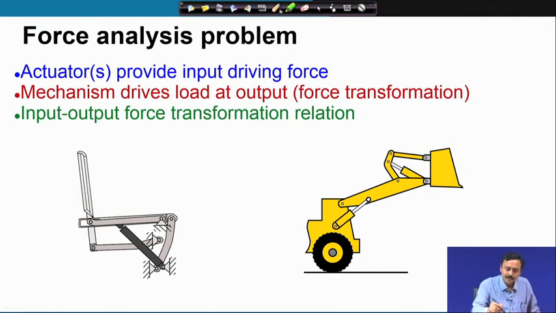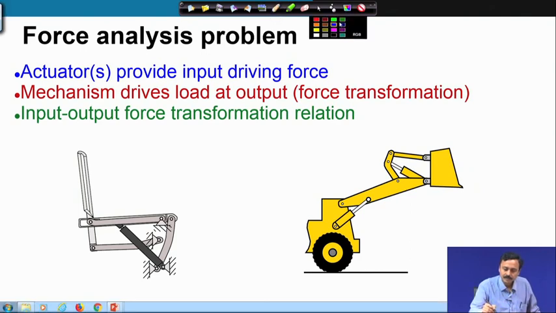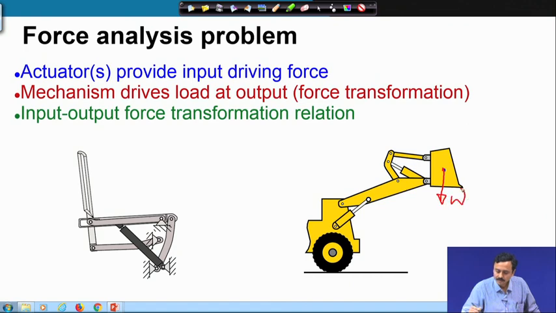This is another example. If I am carrying a certain load, what should be the forces at the actuators to balance this load? This is our problem that we are going to discuss here.